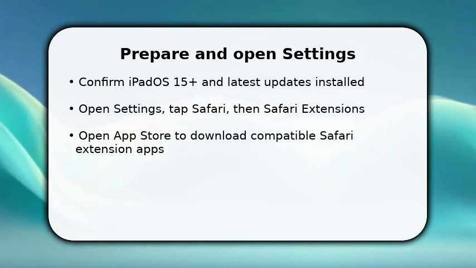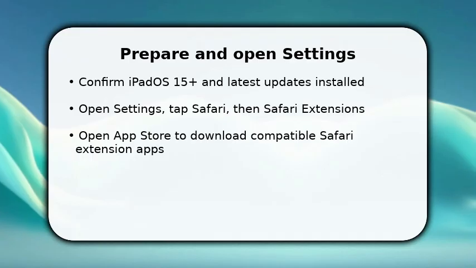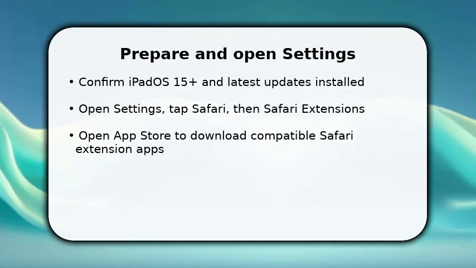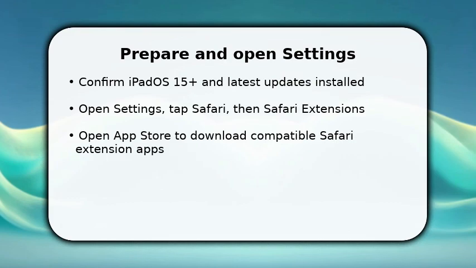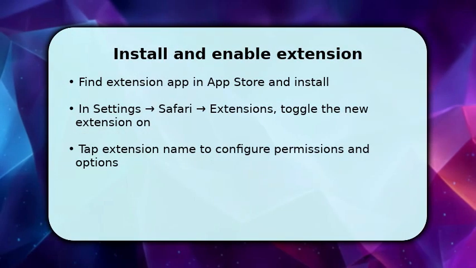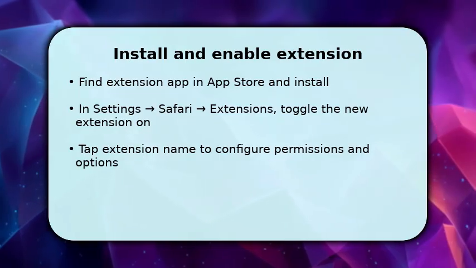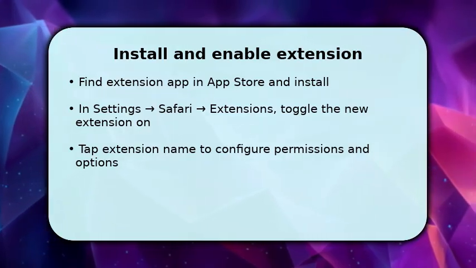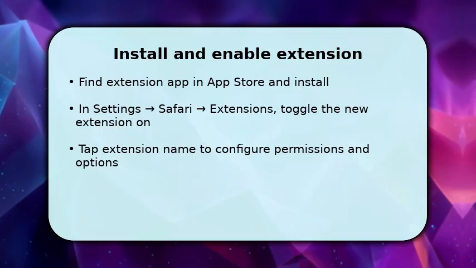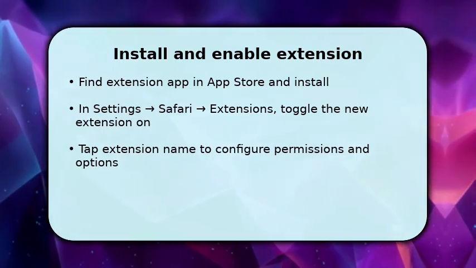This quick setup ensures the extension app is present before you enable it in Safari, which streamlines the next steps and avoids backtracking. You've installed the extension app, now enable it. Go to Settings, tap Safari, then Safari Extensions. Here you'll see the app listed. Toggle the switch to enable the extension.